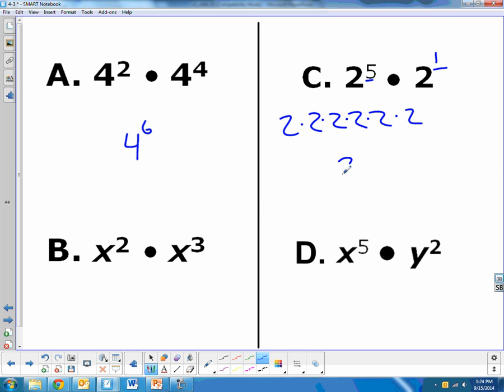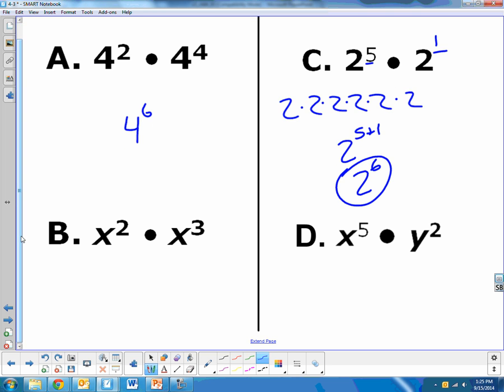And so if you follow the algorithm, it'd be 2 to the 5 plus 1, which would give you 2 to the 6th power total. And again, if you expand it, it works out the same way. 1, 2, 3, 4, 5, 6 2's all together. And so we would have that expanded version working as well. But the algorithm does work. 2 to the 5th times 2 to the 1st, and so we'd have 2 to the 6th total.